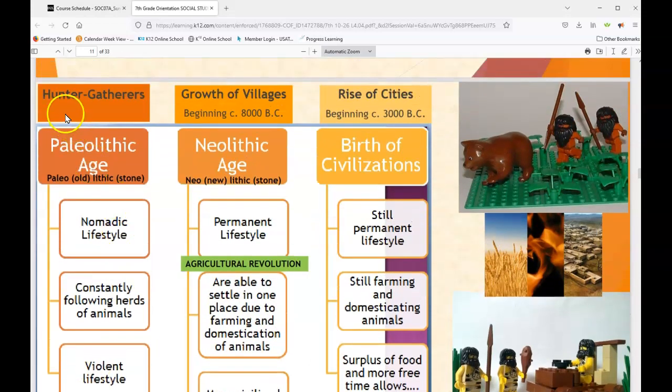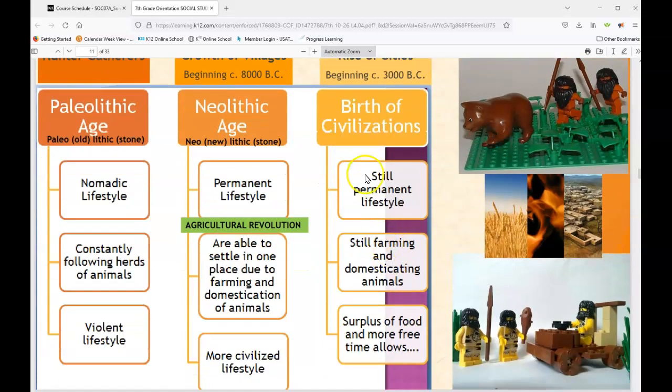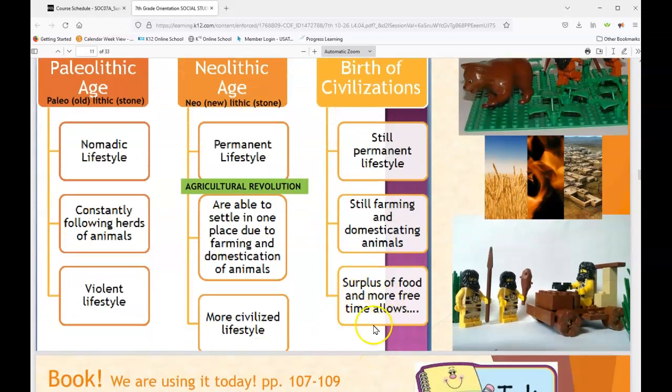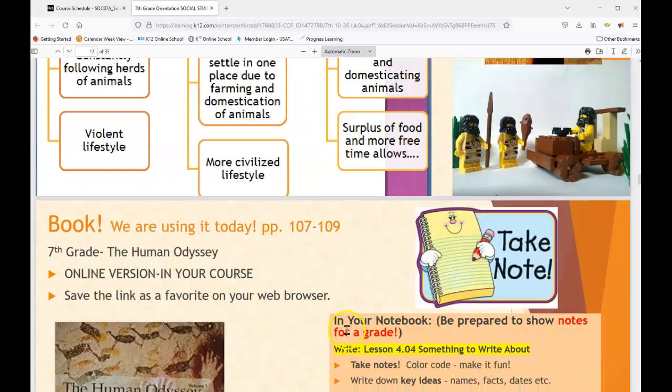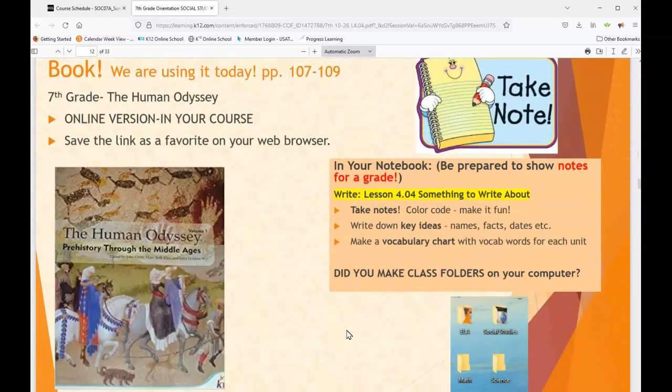The hunter-gatherers, their lifestyle was kind of violent. Then came the birth of civilization, the beginning of cities, where they had a permanent lifestyle. They stayed in one area. They farmed and domesticated, but they didn't have to just grow their own food. They were able to do other things, divided up that labor, remember? So here's just some pictures that kind of show us.